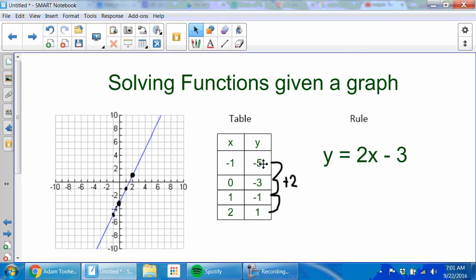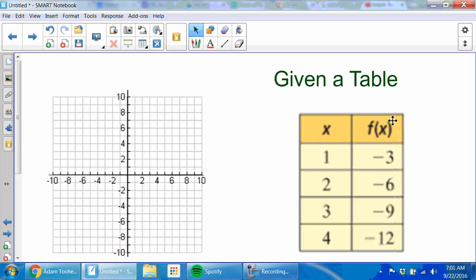I check. I do 2 times -1. That's -2 minus 3. That satisfies a solution. I'll check one more. 2 times 2 will be 4. Then 4 minus 3 is 1. It looks like that satisfies my solution there. That's solving functions given a graph.